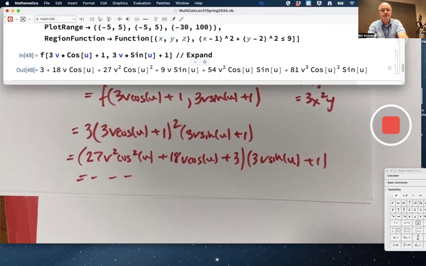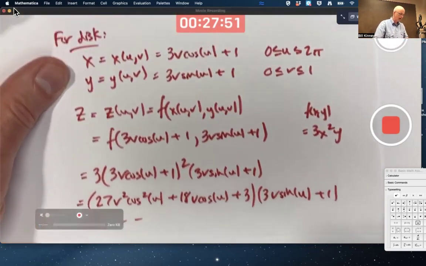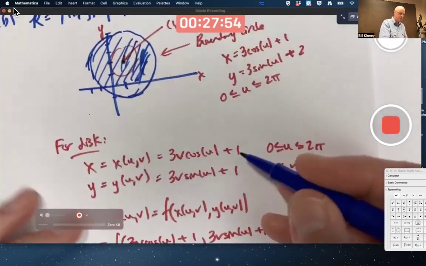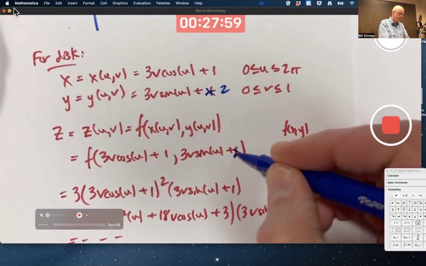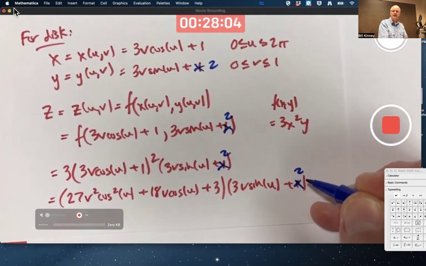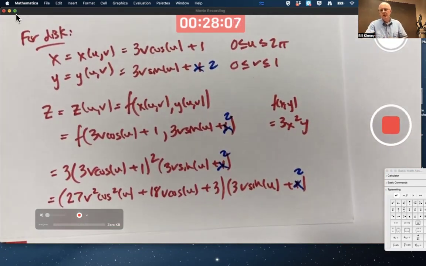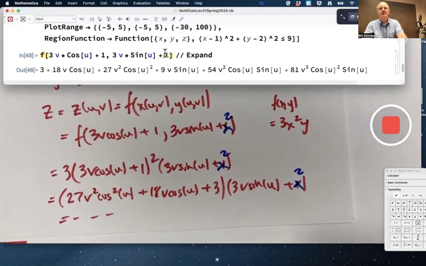Question? Should it be plus 2 for 3v sine? Yeah, thank you. There are lots of mistakes then. Go back here. This should be a 2 here. Making this a 2. Making that a 2. And that a 2. Thank you. Change that in Mathematica too. No pun intended. Make it a 2 there. All right, there it is. You don't need to write that down unless you really want to.